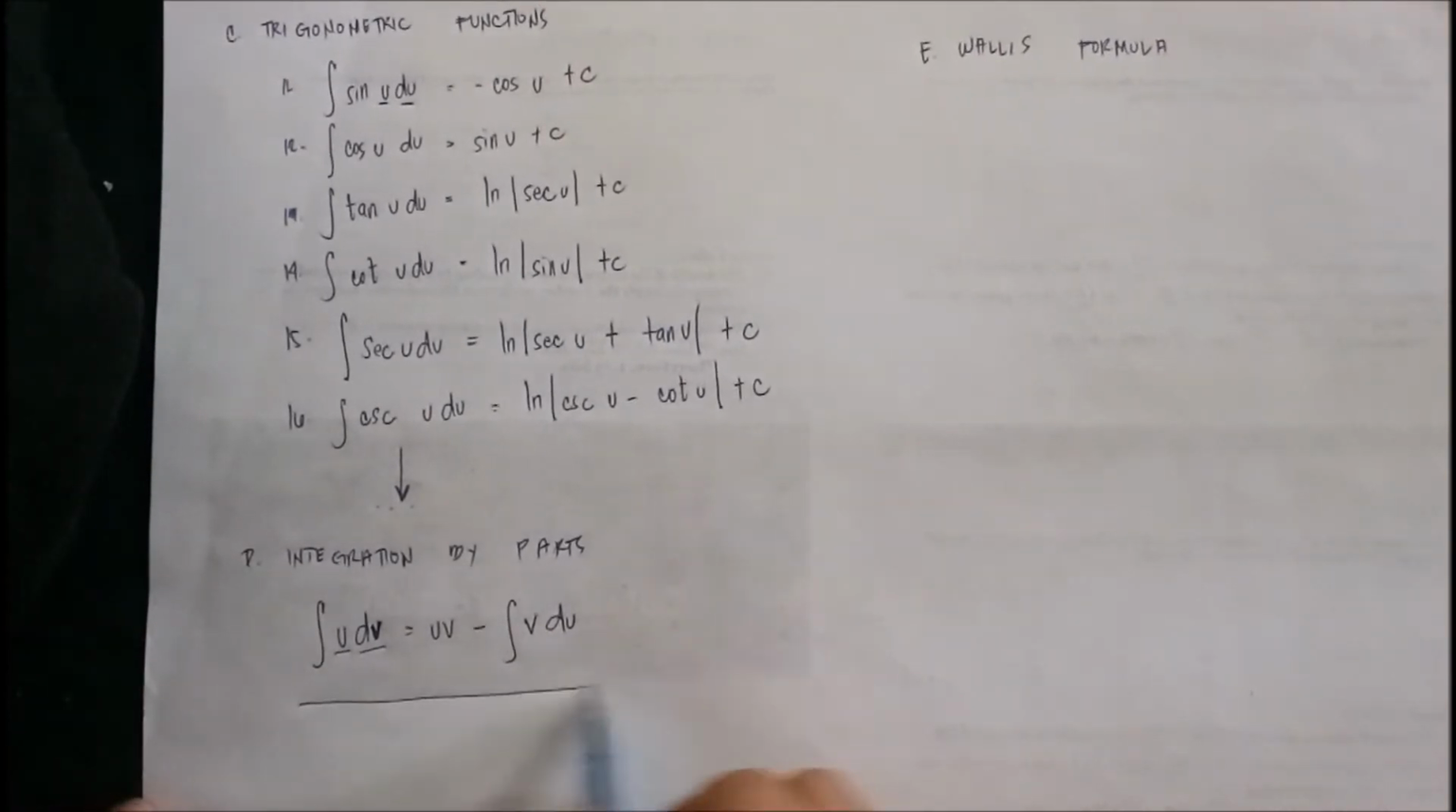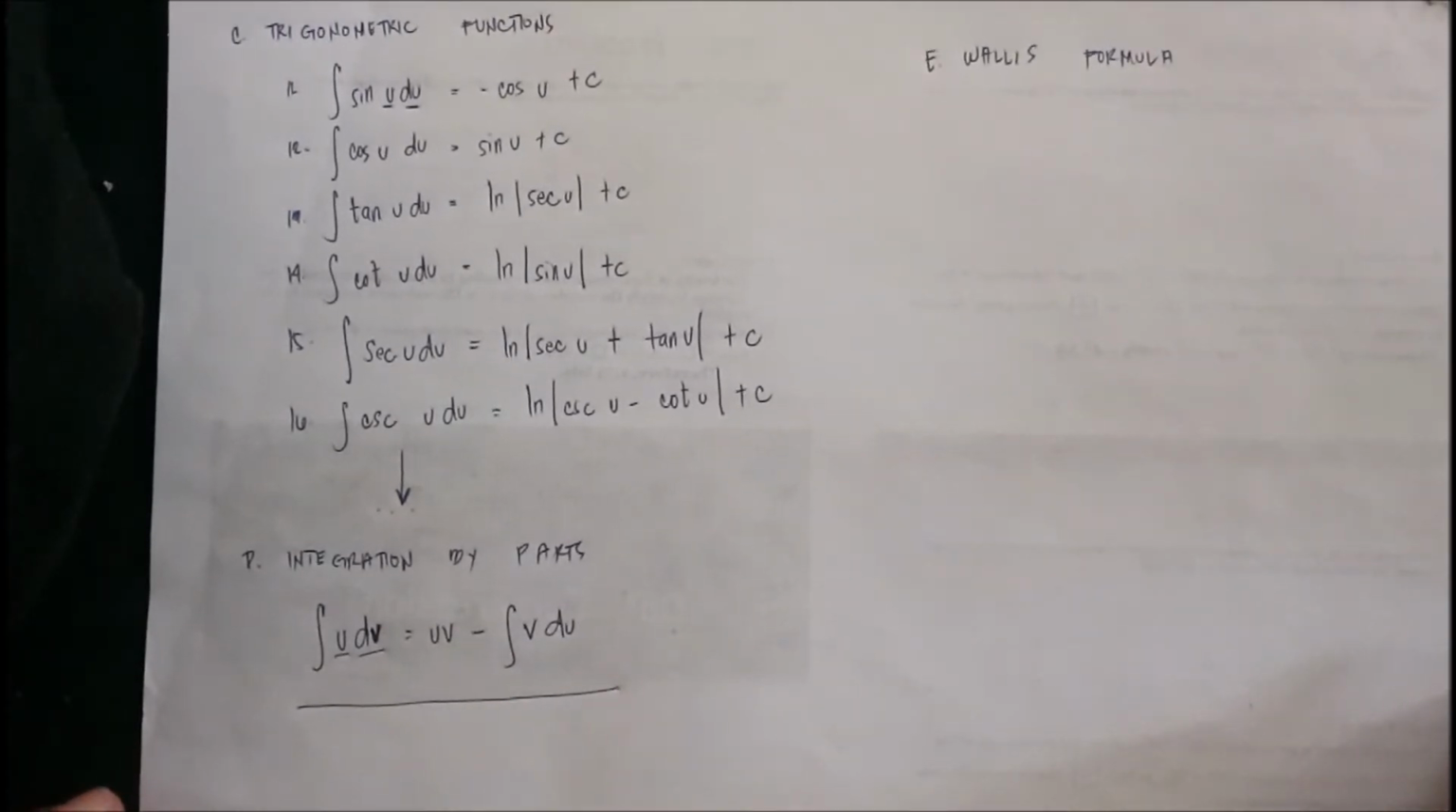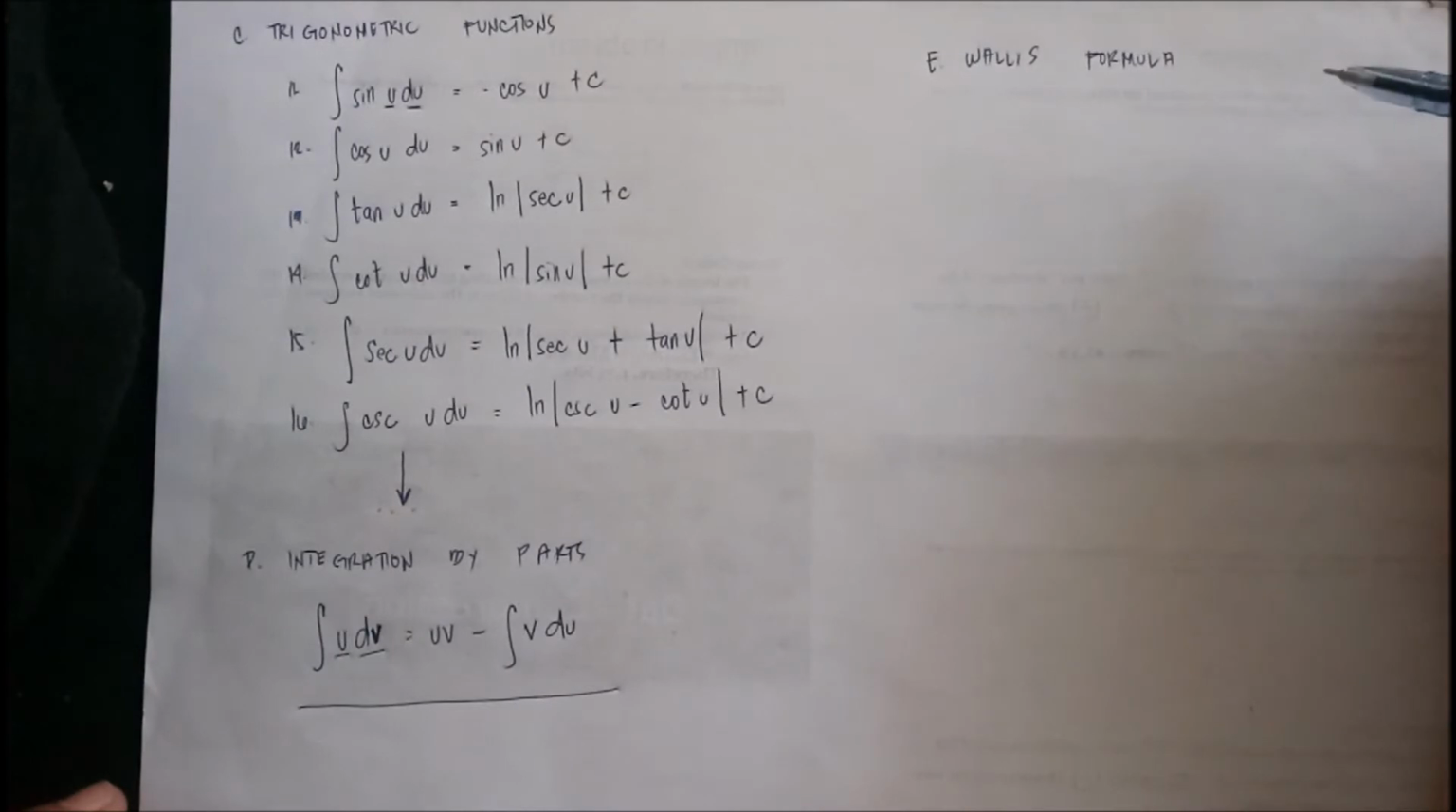So, itong u, i-derivative mo siya, class. So, you have to memorize yung formula. Okay? Now, we'll have more examples on that later. Ito, class, Wallace formula, last part na lang to. Okay? So, yeah, let us proceed.